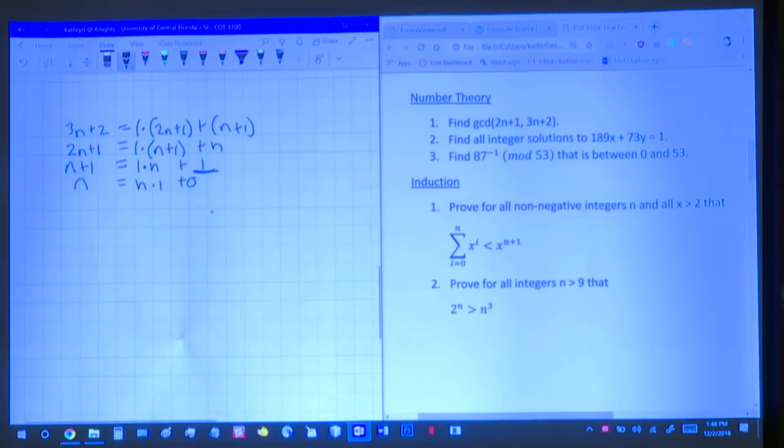So GCD of 2n plus 1 and 3n plus 2 equals 1. And that's it. Do you guys have any questions about this problem?